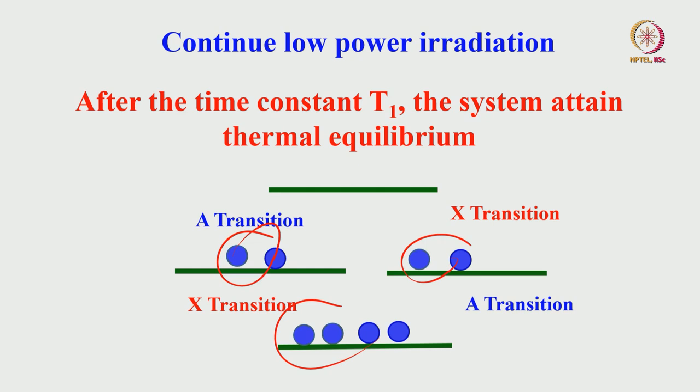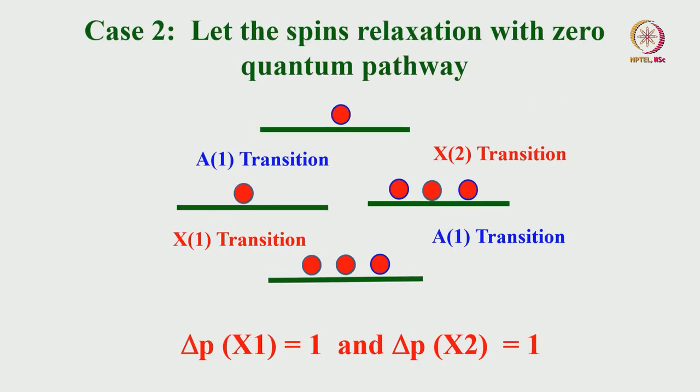We saw gain in the intensity for the X spin. Continue low power irradiation, allow the system to attain thermal equilibrium, then this is the spin population redistribution. Okay, that's fine. I will consider another situation. Again, I have saturated A spin. Both I have made equal. But I will do one more thing now.